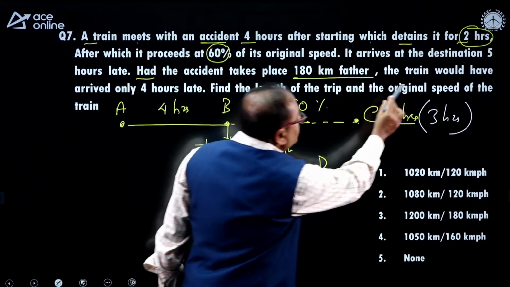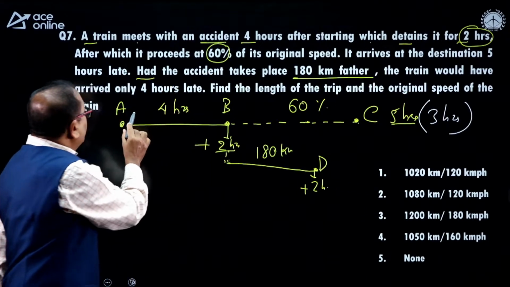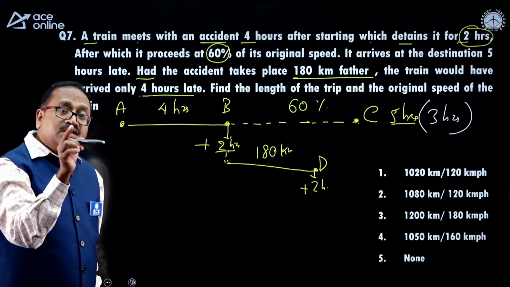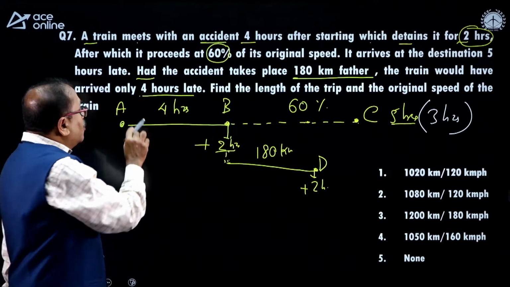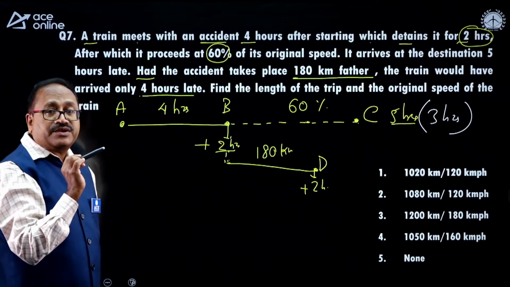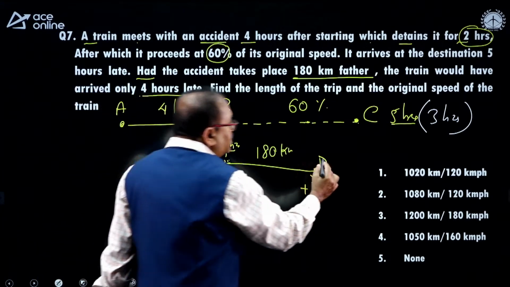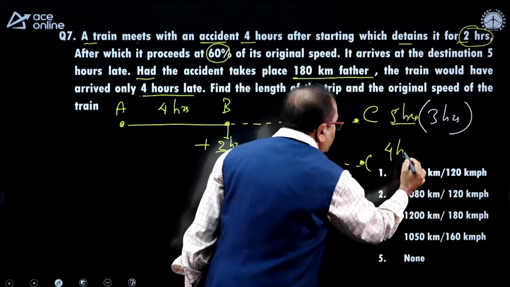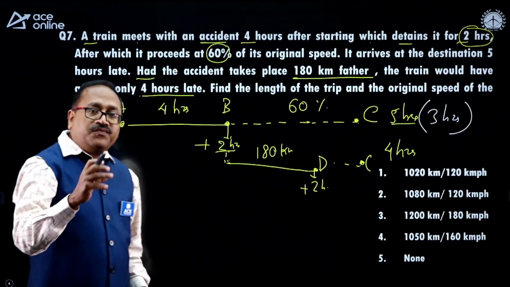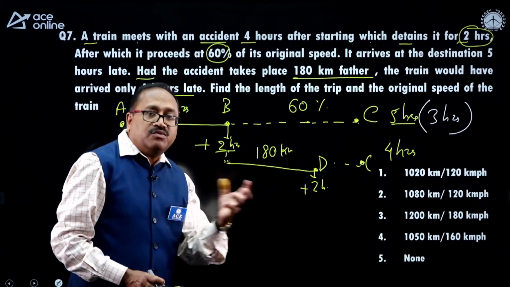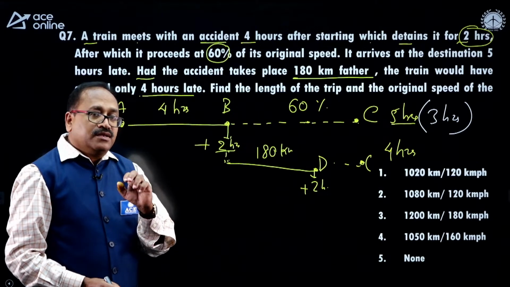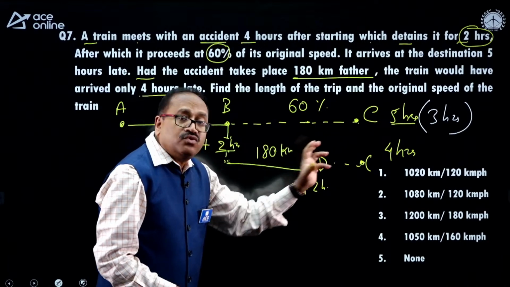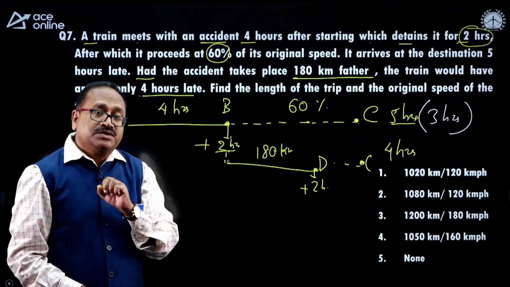Now, the train would arrive only 4 hours late. Previously it was 5 hours late, now it is only 4 hours late. So, the train will arrive at point C 4 hours late. If I ignore this stoppage, if I remove this stoppage part, then because of reducing the speed, the train would have been late by how many hours?